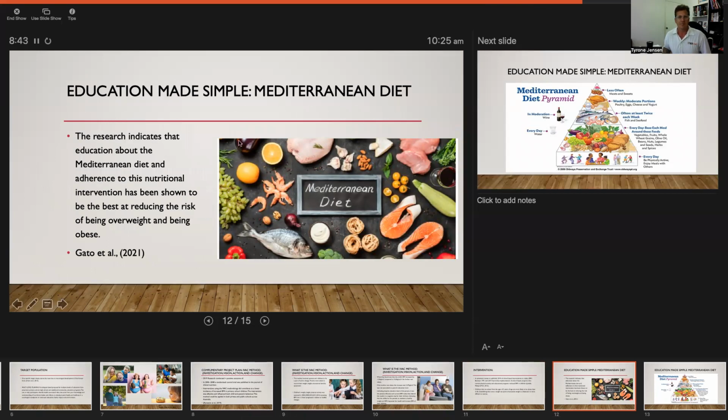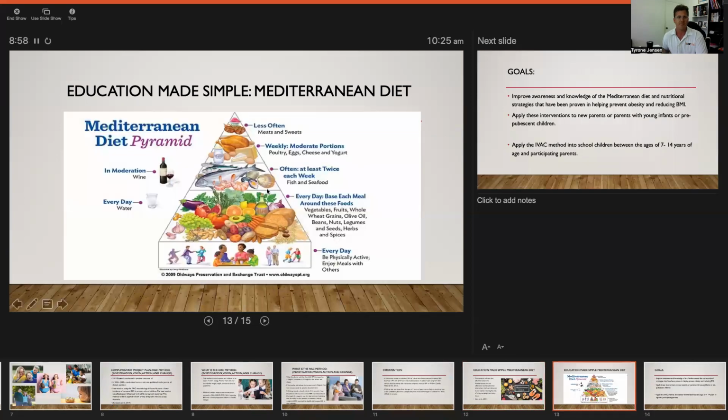Establishing education. So the simple way is educating people about the Mediterranean diet. The research indicates education about the Mediterranean diet and adherence to this nutritional intervention has been shown to be the best at reducing heart risks and of being obese. It's a very simple plan to follow, but education is key of letting parents know what is healthy, how to maintain this, and how to implement this plan.